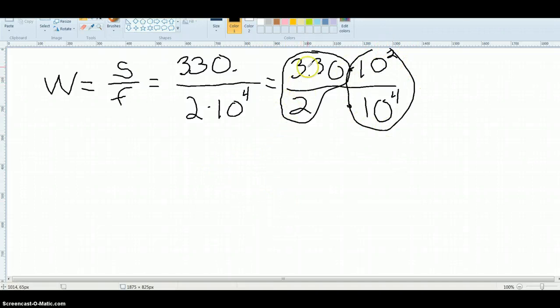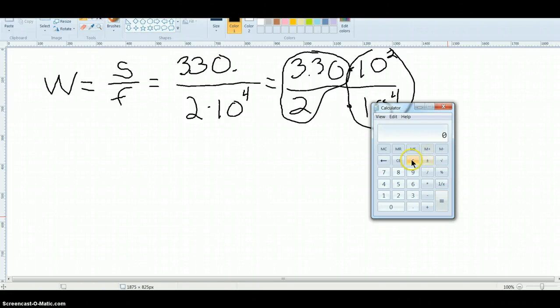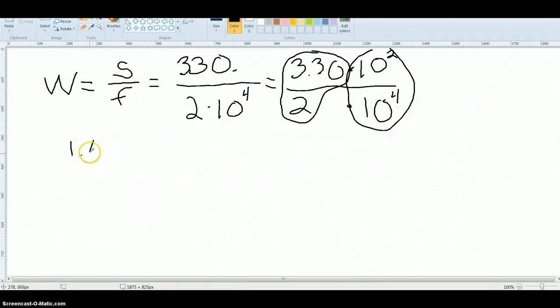So we have 3.30 divided by 2. So let's do that. 3.3 divided by 2, and that's 1.65. So we have 1.65, and that's going to be multiplied by 10 to something. So we have 10 squared over 10 to the 4th.